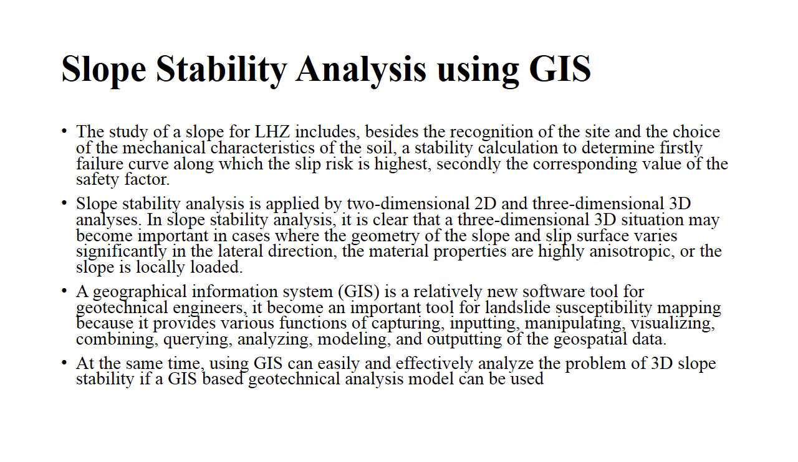GIS is a software tool that is used for landslide susceptibility mapping, and it also provides various functions of capturing, manipulating, visualizing, and modeling all the geospatial data. So if you have a particular hill or any particular area which you're considering, that can be geographically mapped using the software tool. It can also be used for slope stability analysis.